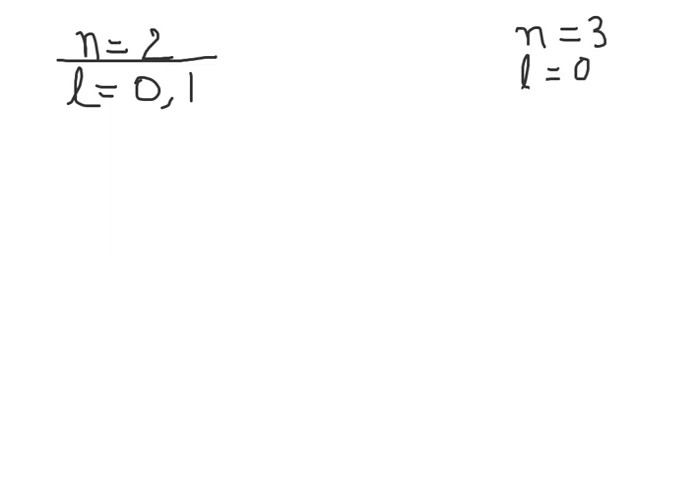Now, before I give you the question, the permissible values for L, when I'm talking about the second shell, L can have values which are equal to either 0 or 1. Numerically, the number of values of L will be equal to the shell number. So if the shell number is equal to 3, L can have values as 0, 1, and 2. That means it has 3 permissible values.